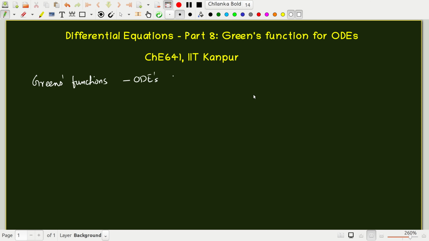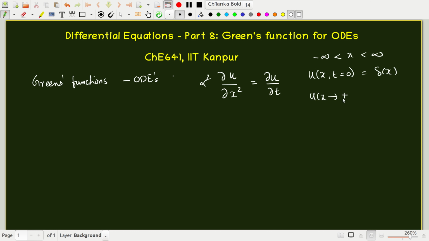In the previous module, we saw how we try to understand the solution of this equation, partial u partial t equals partial squared u partial x squared, like an unsteady diffusion equation, in an unbounded domain, subject to u of x at t equal to 0 as delta of x. If the boundary conditions are u of x tends to 0 as x tends to plus or minus infinity, the solution to this delta function input is the Green's function.